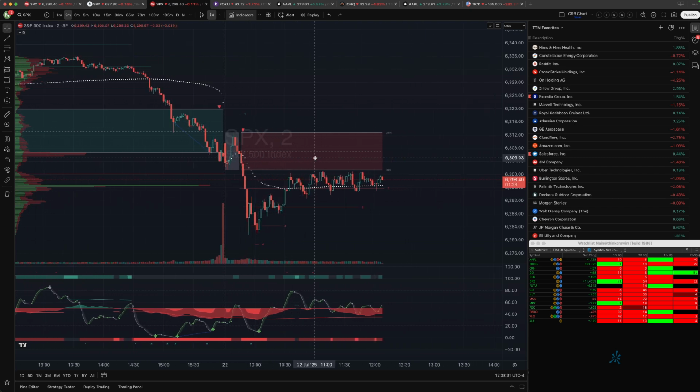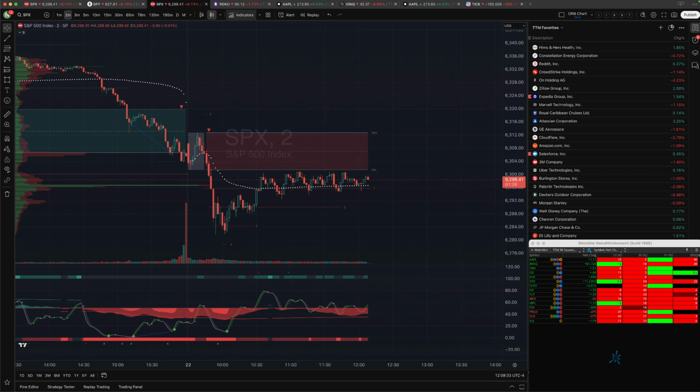And so the key to these is because you're trying to get $1 or thereabouts, right, in credit on a $5 wide spread, it means your max risk is around $4, right? Because it's a $5 wide spread. So if you get 90 cents, you're risking $4.10, right? If you get $1.10, you're risking $3.90.